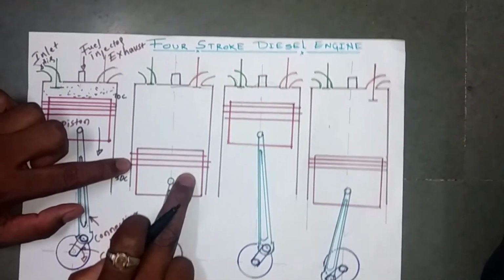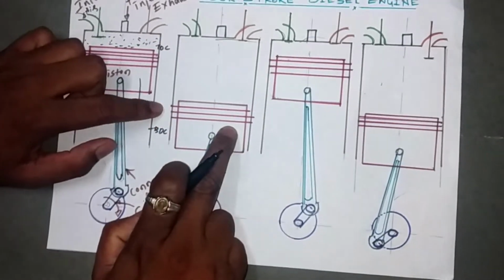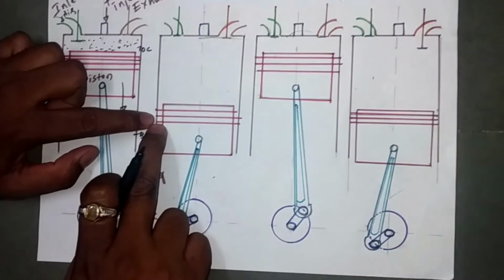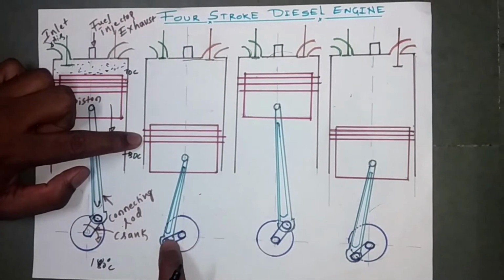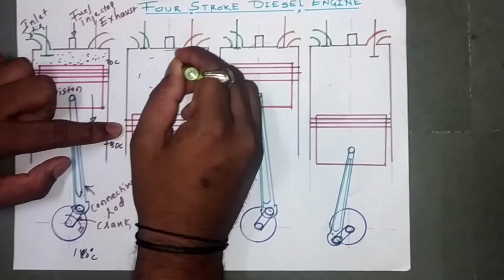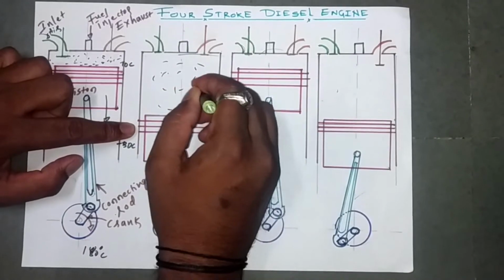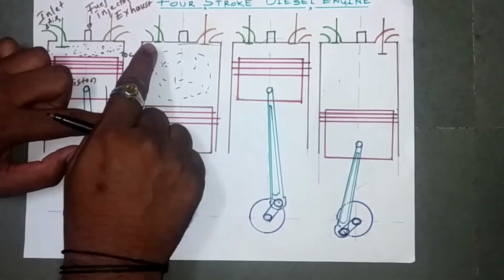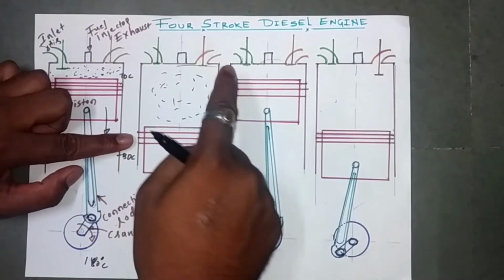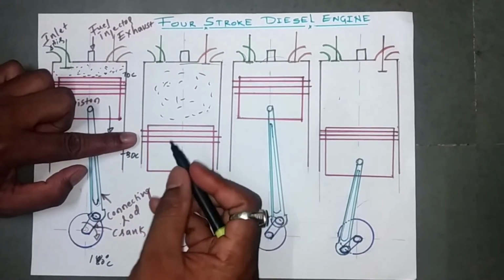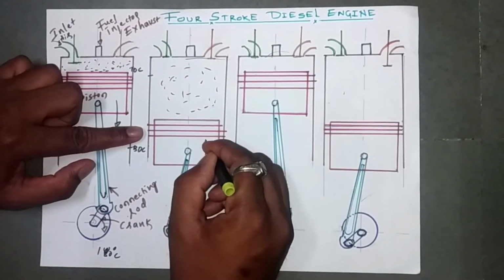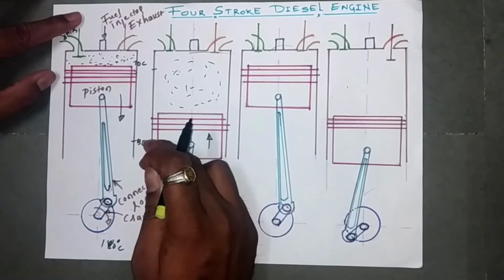So the next stroke is the compression stroke. At the end of the suction stroke, your piston has reached BDC, the bottom dead center, and your crank has rotated 180 degrees. As I said, in the suction stroke your cylinder is filled with air. In the compression stroke, both valves, inlet and outlet, will be closed. In the compression stroke, your piston is going to move from BDC to TDC.